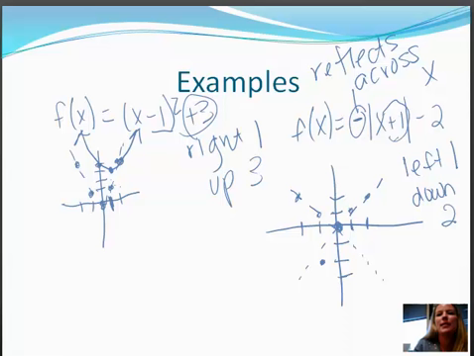The other thing to remember is that with parent functions, the critical points are critical. That's why we use them. So you always should draw at least 3 of the critical points so that you know where the graph is going. And most often, it's the critical points surrounding the 0.